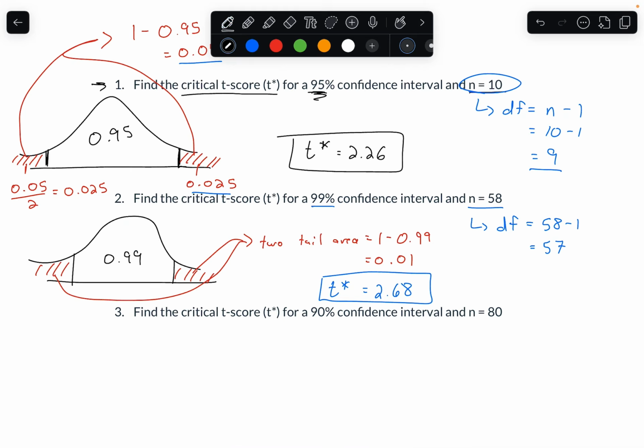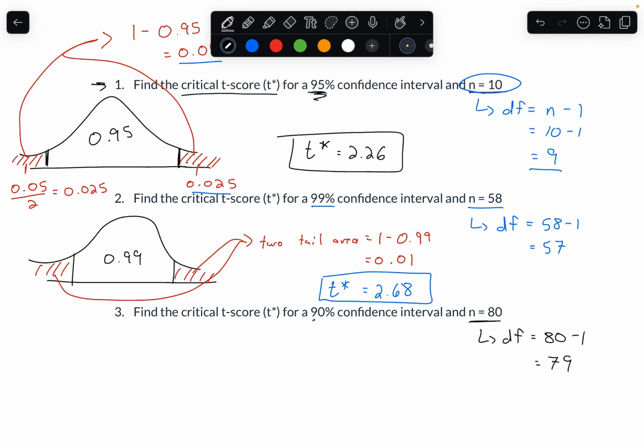Let's have a look at one more real quick just to get comfortable with it. If you want to, I would recommend pausing the video, just trying to see if you can find that critical T star value for yourself and giving that a try, and then coming back and watching the video and checking your work. So I'm going to assume at this point you've paused, you've tried the problem. So n in this case is 80, which means that my degrees of freedom is 80 minus 1, which would be 79.